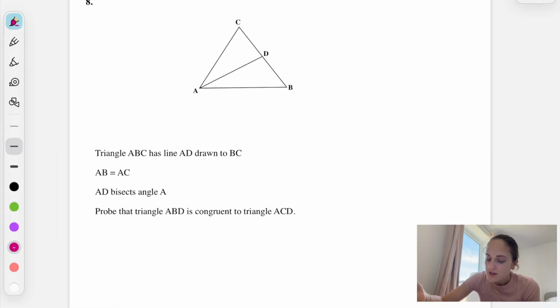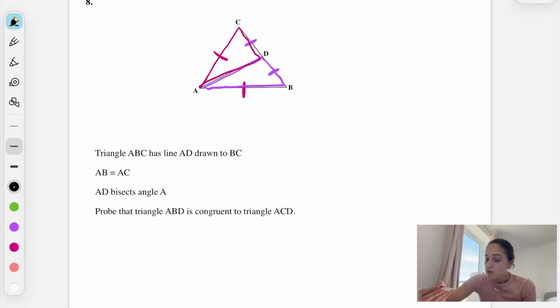This one here, we have ABC has a line AD drawn to BC. We have AB equals AC, so that tells us that this side is the same as this side. And we have AD bisects angle A. So bisect means cut in half, so the fact that it bisects tells us that this and this are the same. So we want to prove that ABD, this triangle here, is congruent to triangle ACD. So ACD is the other triangle here.